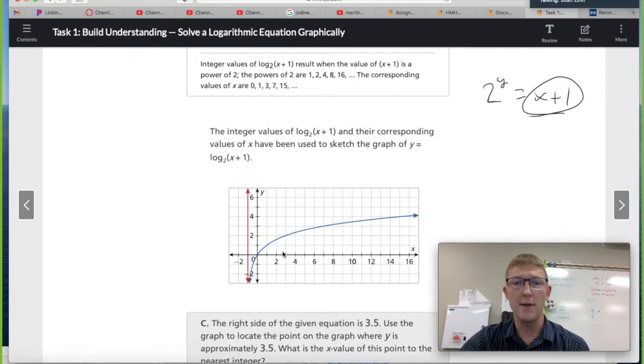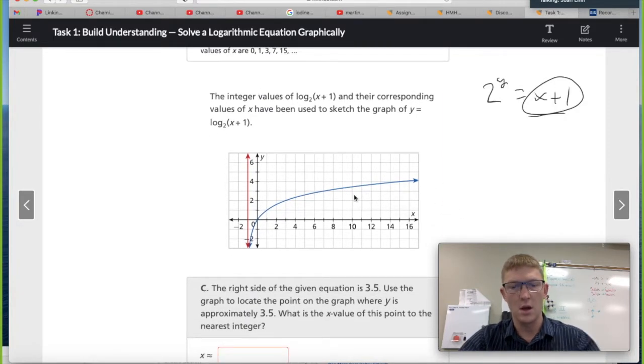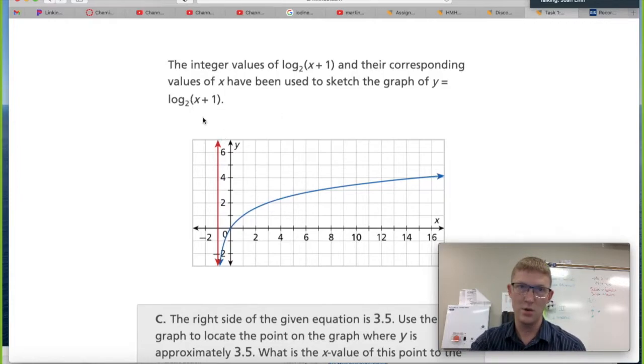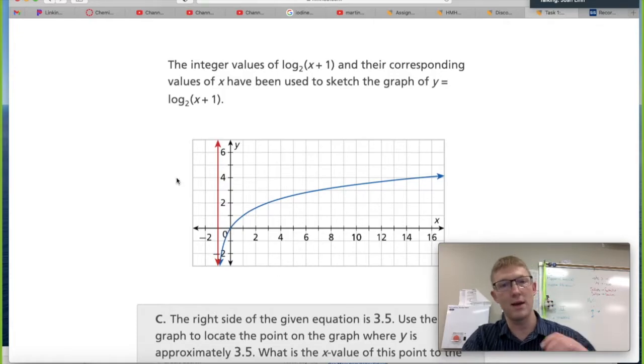So here's our graph of our function. They used the integers that we just found to make that graph. And so we know that it has a vertical asymptote here at -1, and we can make that graph.